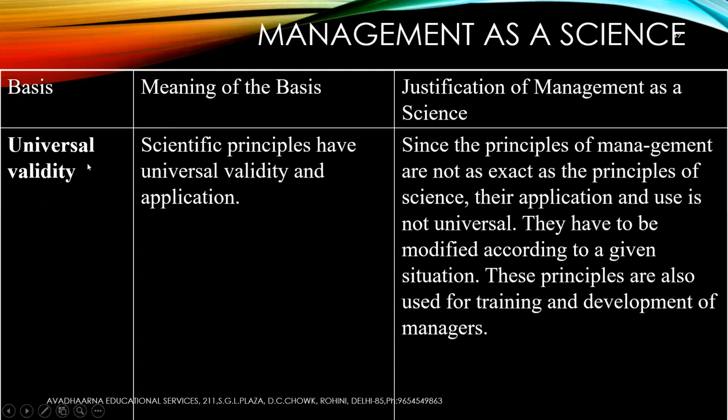Then the third feature is universal validity. The meaning of this feature is that scientific principles have universal validity and application. They are universally applied. It's not that the law of gravity is prevalent at one place and absent at another place.